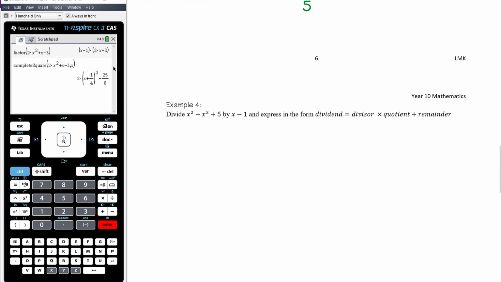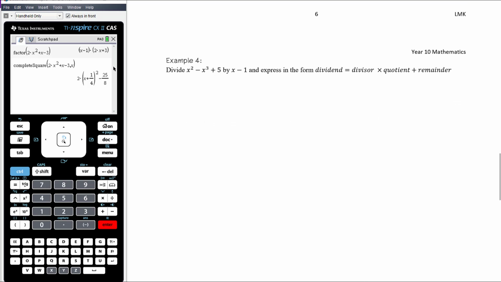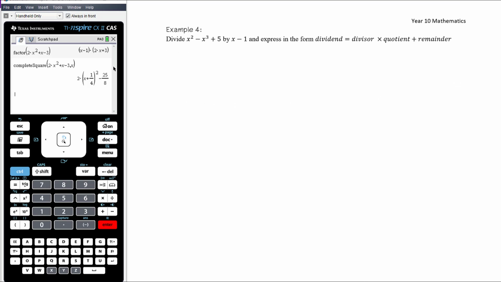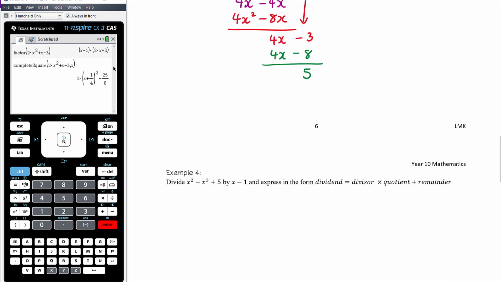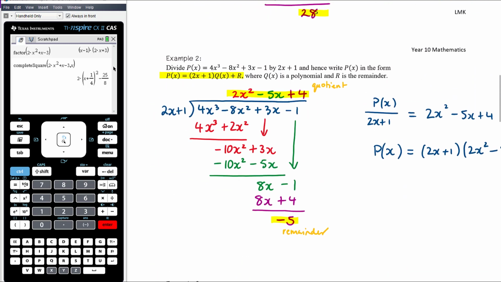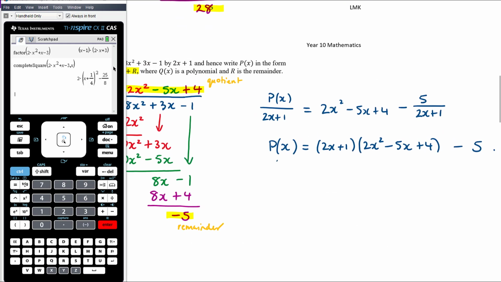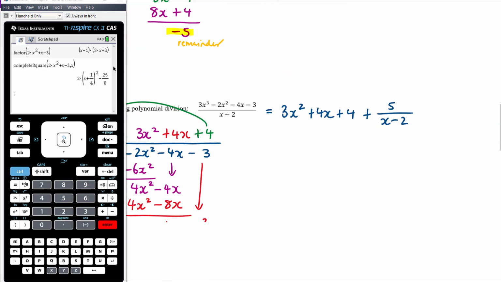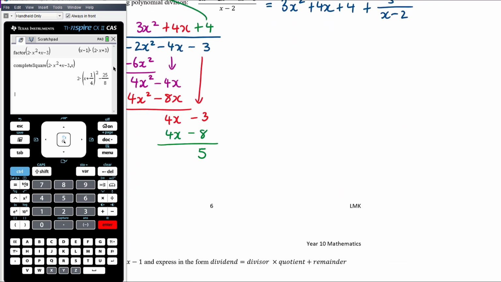Okay, example 4. This is our last one. Divide this by this. There's a couple of issues here we're going to need to look at, and express in the form dividend equals divisor times quotient plus remainder. Okay, so this is essentially asking us to write it in the same answer that we did up here. So this is dividend, divisor, quotient, remainder. Okay? So that's exactly what we want to do.